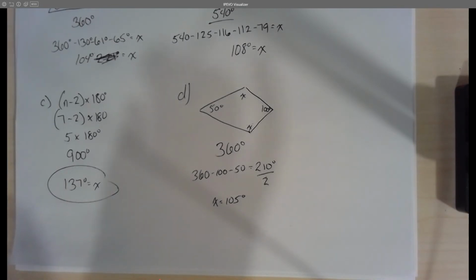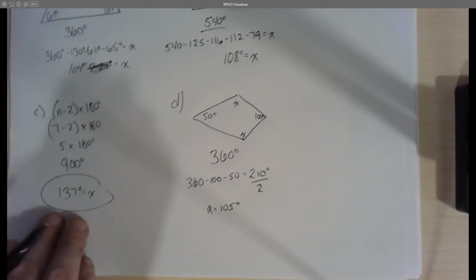Let's move on to question number 2. Question number 2 just simply asks us to find the sum of interior angles for these particular shapes. So the first shape it asks is for a hexagon. Hexagon is a 6-sided shape. So 6 minus 2 times 180 is going to be 4 times 180, which is going to be 720 degrees.